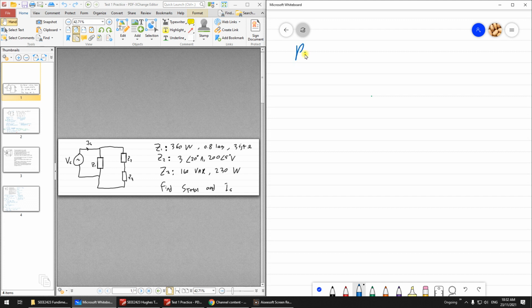Okay, remember P is equals to S multiplied by PF. Okay, if you recall back, this is the equation. So S is equals to P divided by PF. Okay, so P is 360 divided by 0.8. You get, okay, use your calculator. 360 divided by 0.8 is 450.